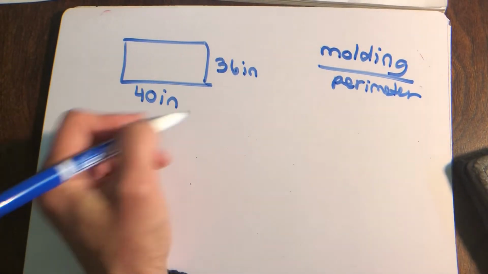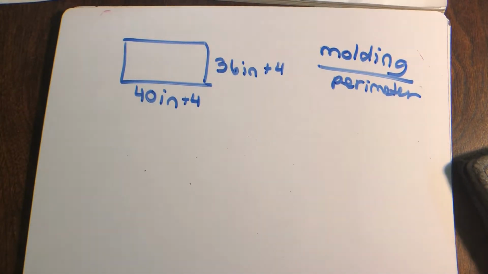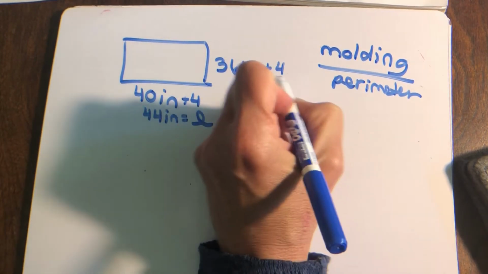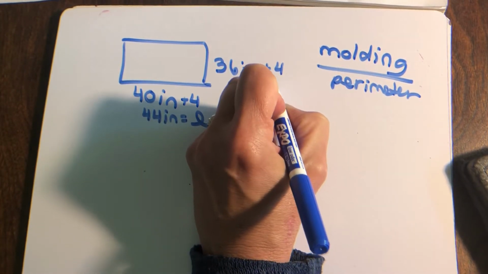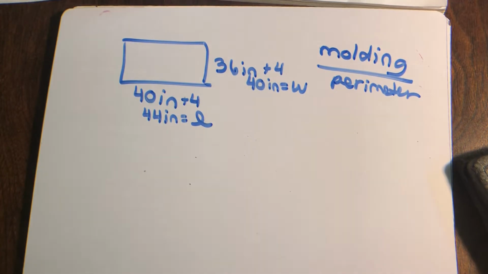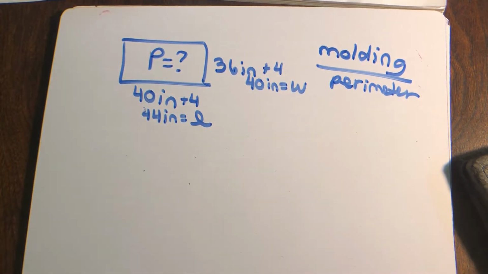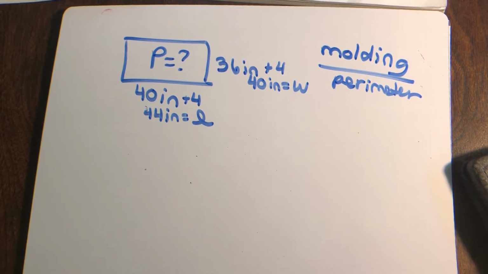Now, if you want to add it to the front end, you would add your 4 inches and your 4 inches. So that's really 44 inches for the length and 40 inches for the width. Hopefully you follow my reasoning there. And then we're looking for perimeter. So P equals question mark. And yes, you need to label it. And yes, you need to draw it.